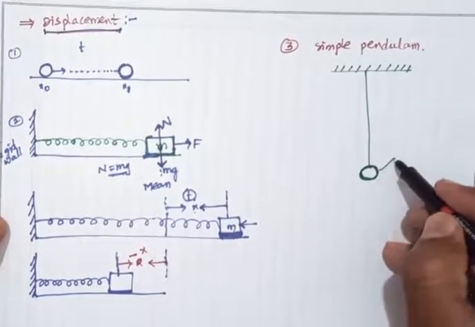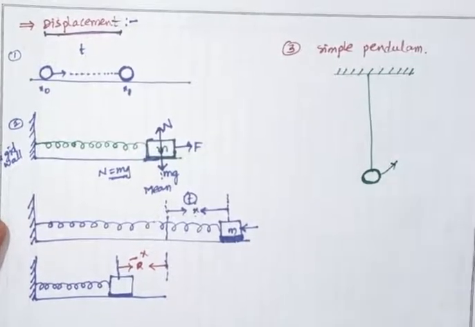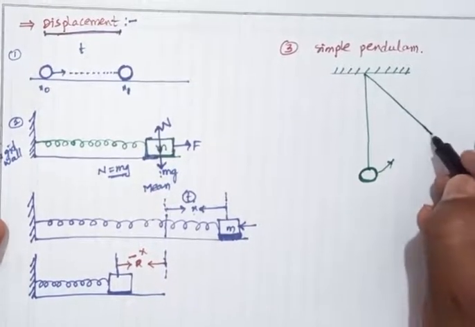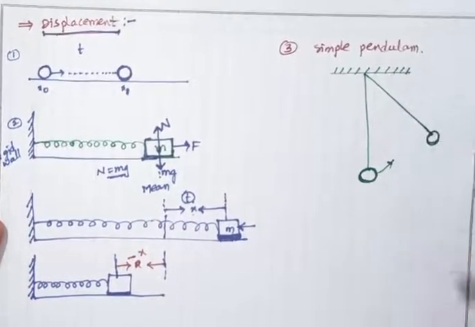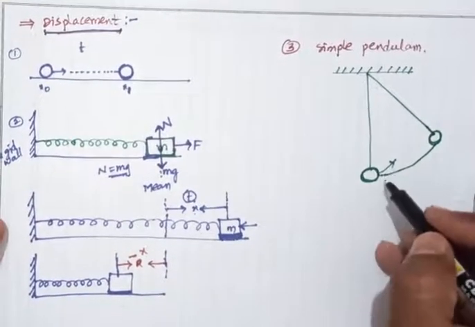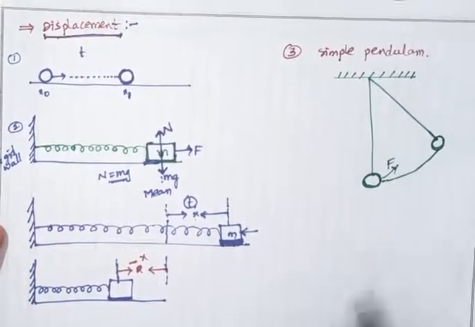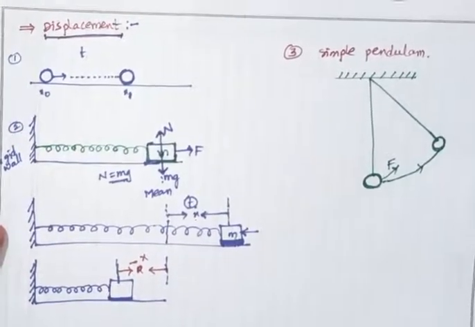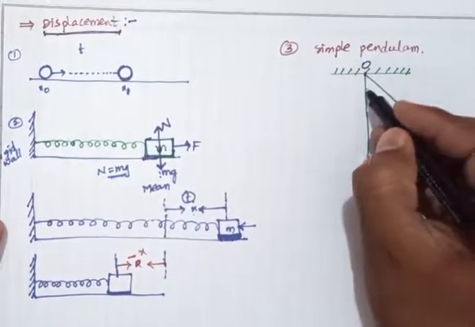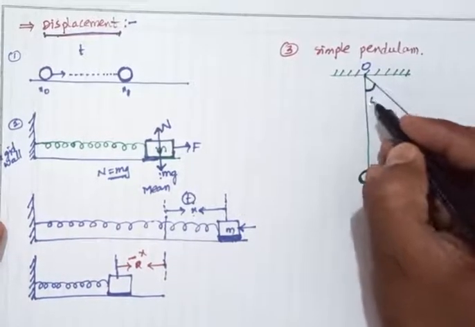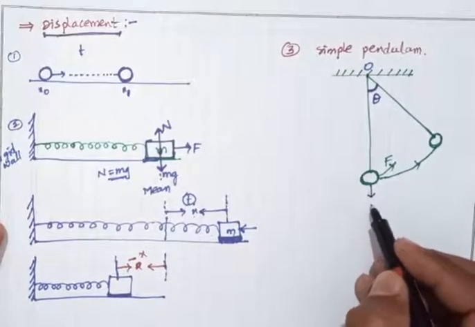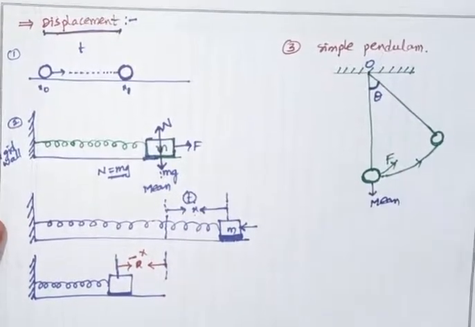When the force is applied in this direction, what happens? It moves like here. When the force is applied, it moves like here. At point O, the angle made is called the angular displacement. This is the mean position, the equilibrium position or mean position.